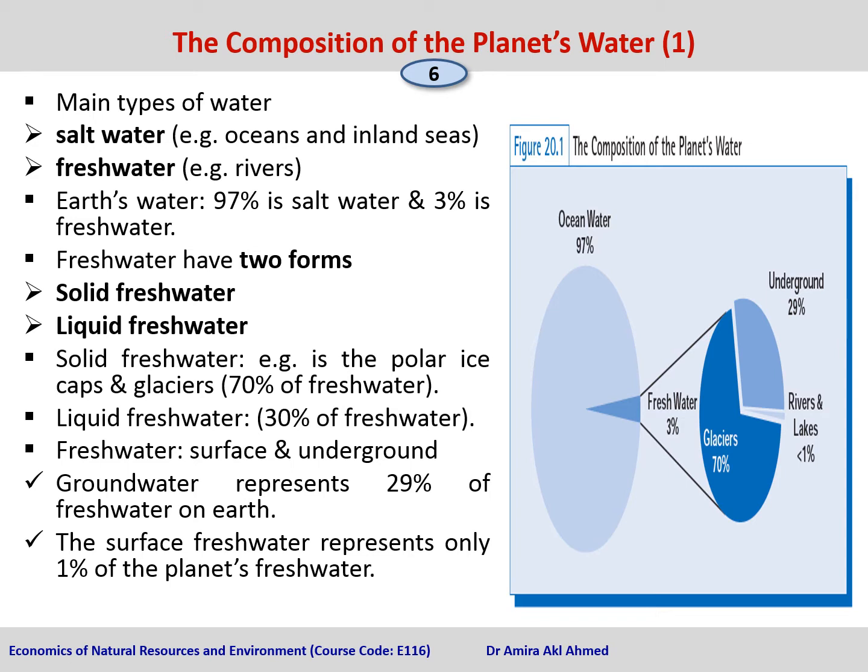With regard to fresh water, 70% of it is in solid form, captured by the polar ice caps and by glaciers, as shown in the attached figure. In addition, the attached figure tells us that 30% of fresh water is available in its liquid form. Liquid fresh water includes both surface fresh water, such as rivers, and groundwater. Groundwater represents 29% of fresh water on Earth. The surface fresh water, such as rivers and lakes, represents only 1% of the planet's fresh water.